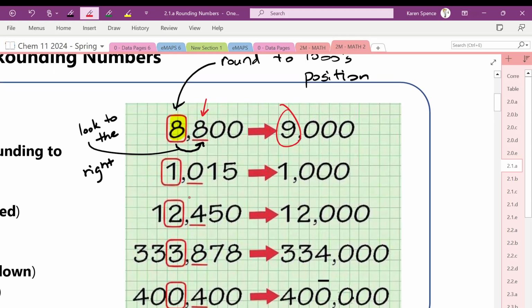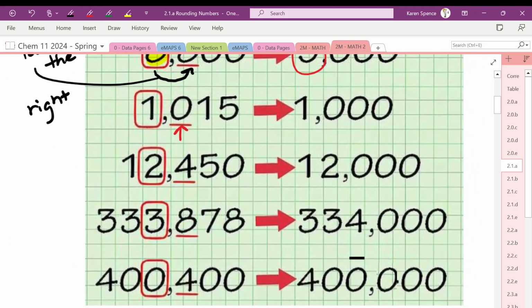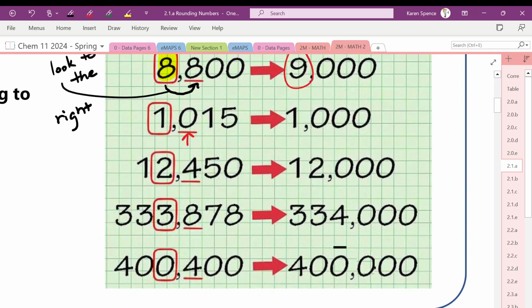What if I want to round to the thousands position and I have a 1 here? What if I have a 0 here? It's going to round down to the 1. I'm going to bring this one up. This is where people can go wrong.